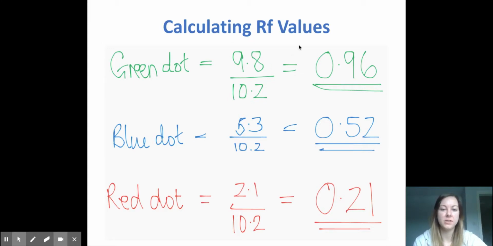We have for the green dot 9.8 divided by 10.2, which gives 0.96. For the blue dot, we have 5.3 divided by 10.2, which gives 0.52. And 2.1 divided by 10.2 gives 0.21.